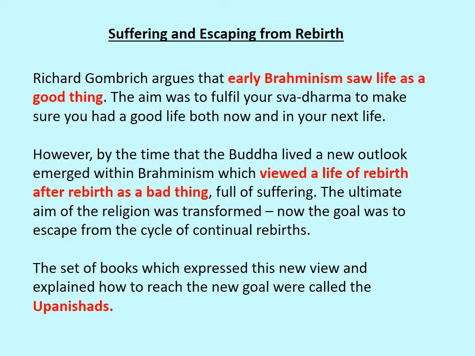And then the ultimate goal of the religion was transformed. Now the goal was to escape from the cycle of continual rebirths. The set of books which expressed this new view and explained how to reach the new goal were called the Upanishads. So the Upanishads are a set of books that come after the Vedas, and aim to give a deeper understanding of the Vedas and of the religion of Brahmanism. And they brought this new understanding. No, it's not just about performing your rituals and getting blessings from the gods. There's actually a new goal here, and that is to escape from continual rebirth.